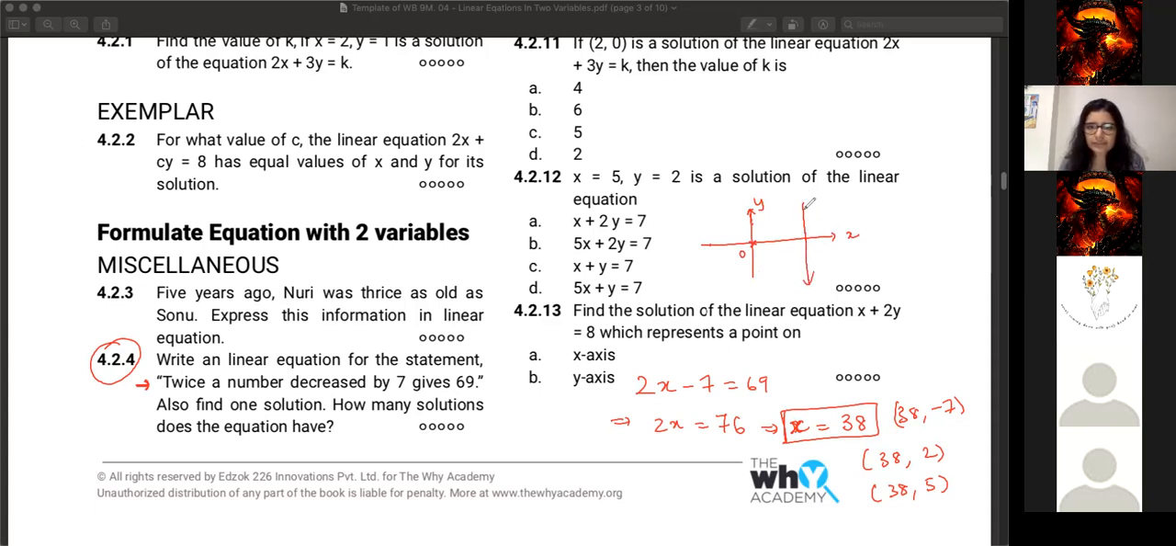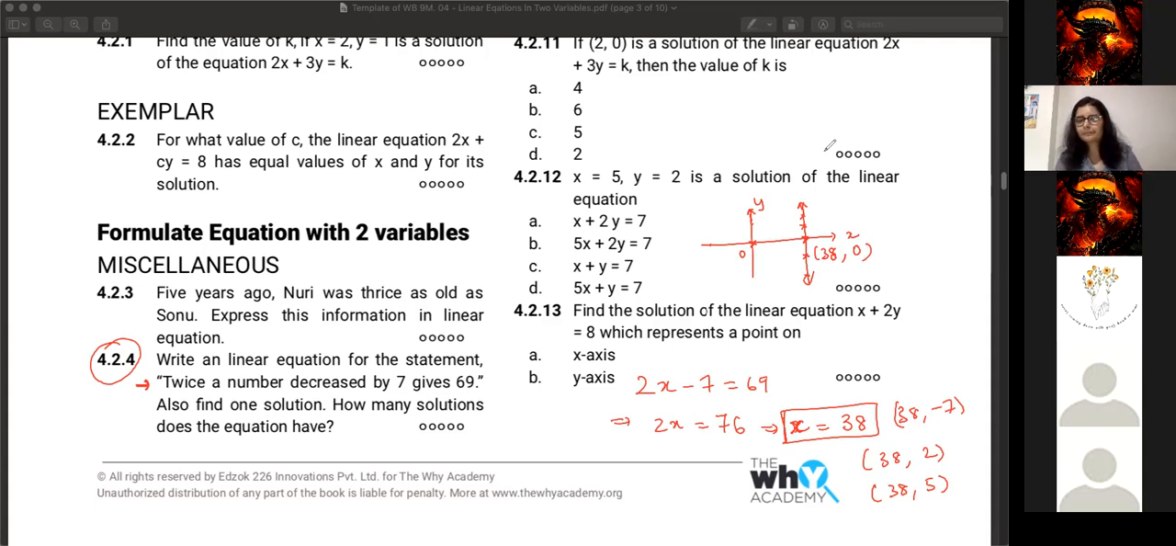A line parallel to the x-axis will not intersect, correct? A line parallel to the y-axis has to intersect the x-axis somewhere, right? 38 comma y. So this point will be what? 38 comma 0. Yes. So all the points on this line will be solutions for this equation. That's why you're getting 38 comma 1, 38 comma 2, 38 comma minus 3, 38 comma minus 5. All of those will be the solutions.